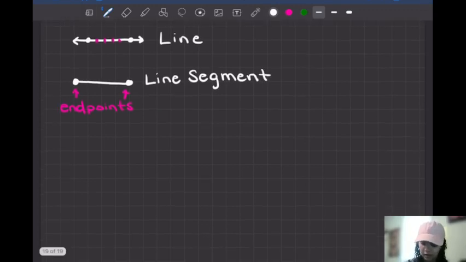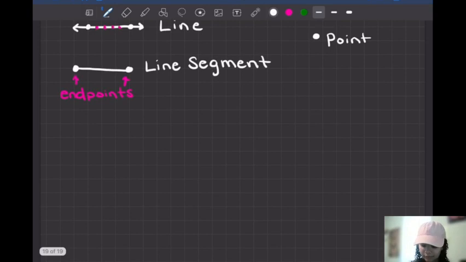A point: there's really no definition for a point in geometry. It's just an undefined place in space. There's no official definition for a point, and this is true in any geometry course. Even in a college geometry course, it's one of the undefined terms that you talk about at the beginning of the semester. So we have our line segment and endpoints.